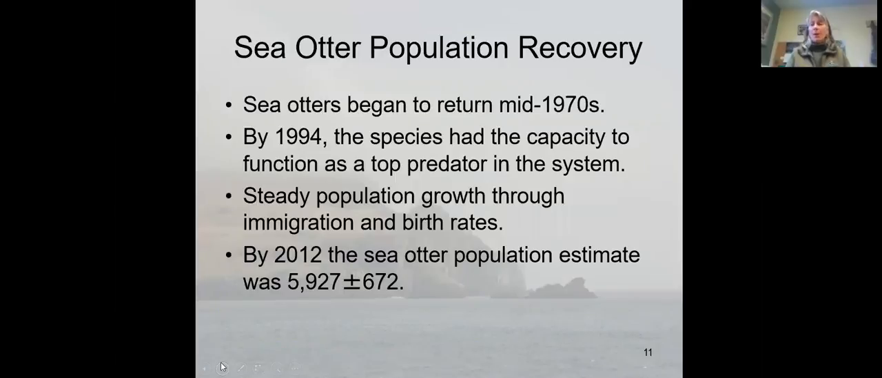So what we have by ADF&G records is sea otters returning to this area in the mid-70s, not in very many numbers. By 1994, there were just under 1,000 animals, and they're starting to resume that ecological role as a keystone species in the habitat. And since then, a steady growth and fairly high birth rates. We estimate roughly a 13% rate of increase per year of natural recolonization and some immigration to this region. The last population estimate was about 6,000 for Kachemak Bay.